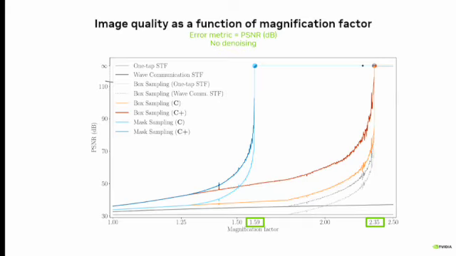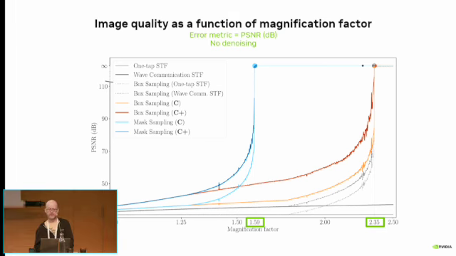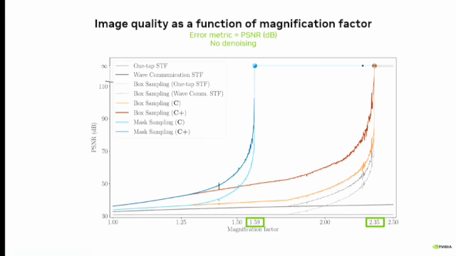Image quality: here you can see those factors again. At 1.59, the PSNR goes up to infinity, which means 0 error. And you can see that box sampling takes a little bit longer. And our methods also have higher PSNR, even at low magnification factors, where we have this fallback method.